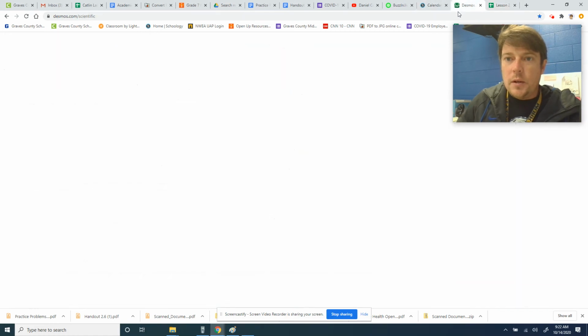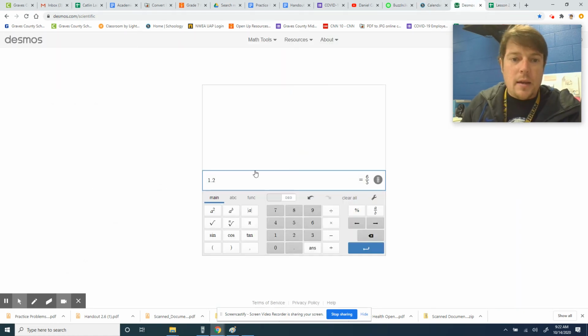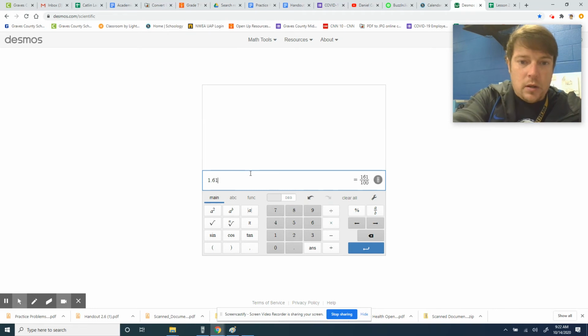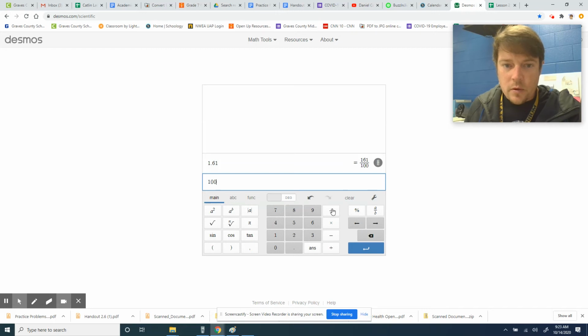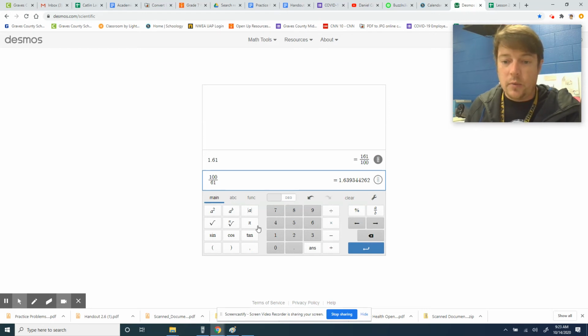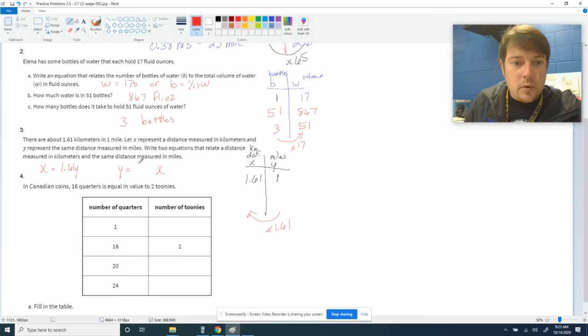Let me go to Desmos here. We want 1.61 in fraction form. You can see it there. And then if we flip that, it would be 100 over 61. You can see it's a really ugly number, so we're going to leave it as just 100 over 61 for our purposes. And that is the reciprocal.